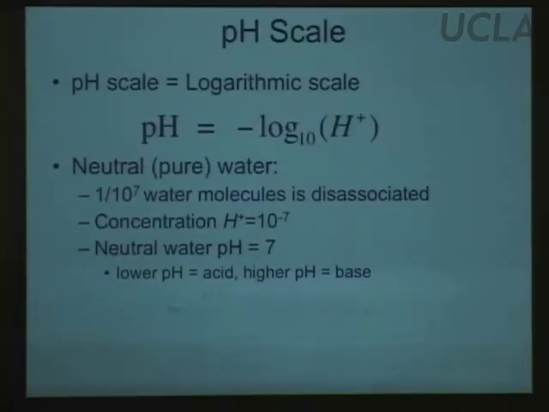And if there's more H plus than that, for whatever reason, then we can say that it's acidic. Okay, it has an excess of H plus relative to pure neutral water. And if there's less H plus, then the pH is going to be larger because you're taking the negative logarithm of a smaller number. And we can say that the pH is indicating it's basic. It has too little H plus relative to pure water. Okay, so low pH is acidic, meaning there's lots of H plus. High pH is basic, meaning there's very little H plus.